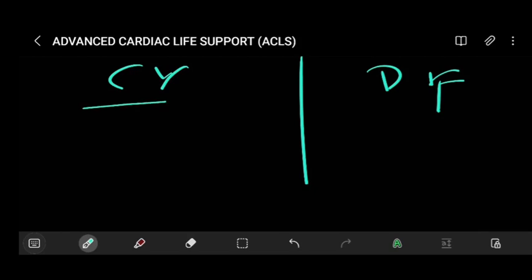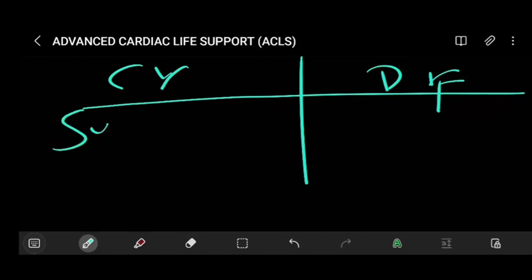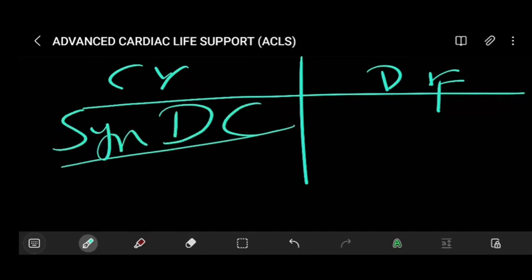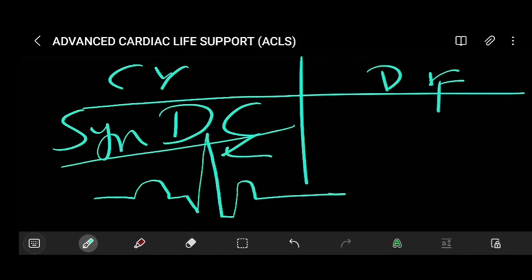Now see what the differences are between cardioversion and defibrillation. We use these terms interchangeably, but they are quite different. In case of cardioversion, we are giving a synchronized DC shock. What is it? You have to give the DC shock at the peak of the R wave. It is a P wave, QRST. Here you will give the DC shock at the peak of the R wave.